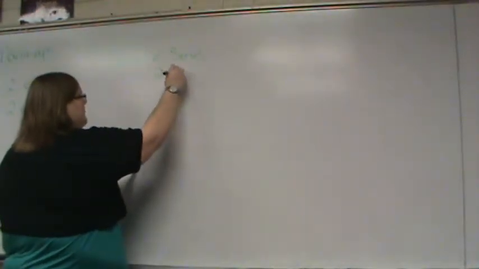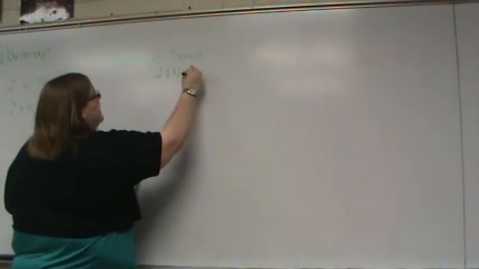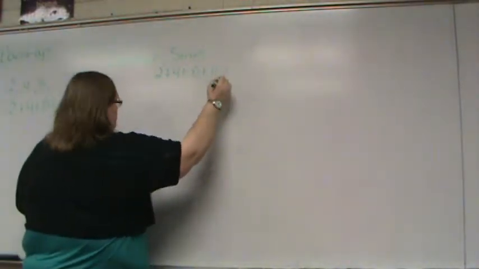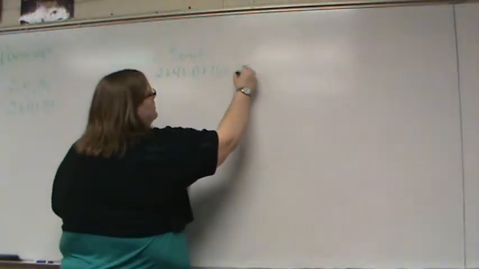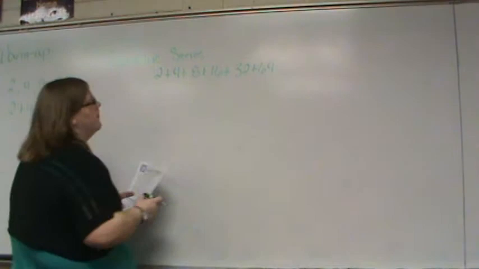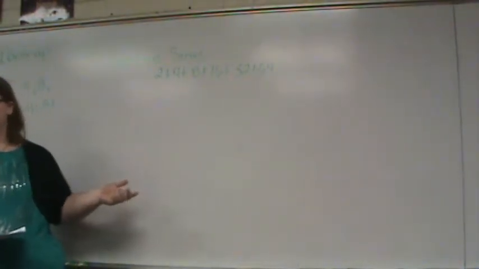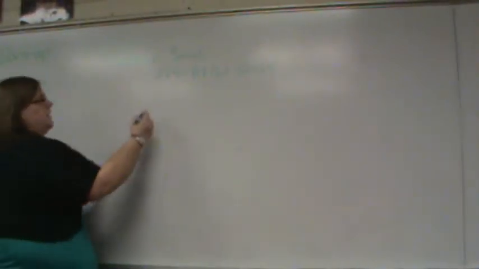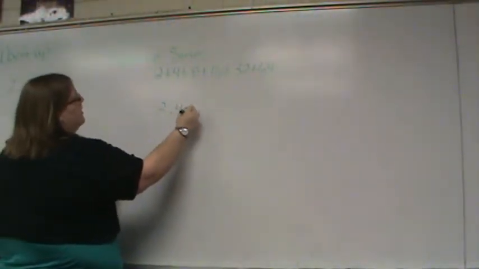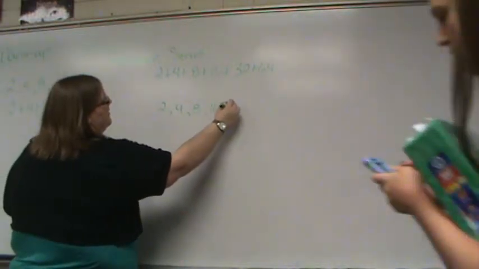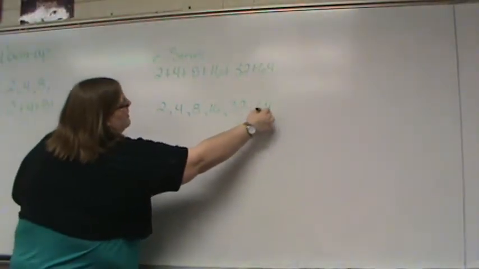So on your paper you have an example. We have 2 plus 4 plus 8 plus 16 plus 32 plus 64. So when we look at this, what do we notice about the terms? So if we looked at this not as a sum, or not as a series, but if we rewrote it as a sequence, 2, 4, 8, 16, 32, 64.